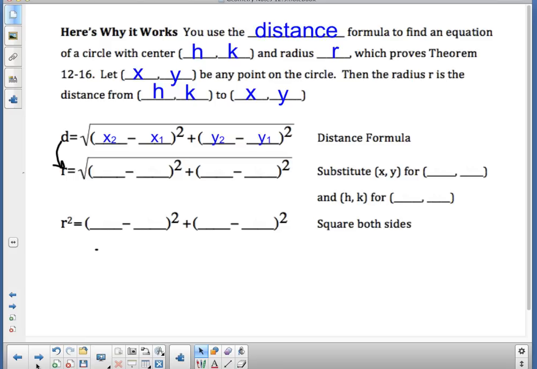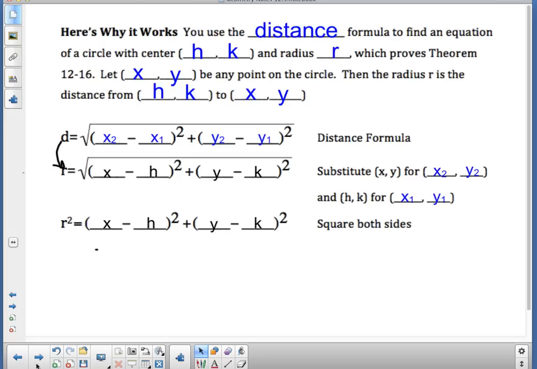Now, I'm going to substitute things here. I'm going to substitute (x, y) for (x sub 2, y sub 2). I'm going to substitute (h, k) for (x sub 1, y sub 1) for us to get to this equation of a circle. But keep in mind, I have to square both sides to get rid of that square root, and that's what I do to finish out my problem. Not only is this reminding me of the distance formula, but this is how we develop the idea of the equation of a circle. I think it's cool.